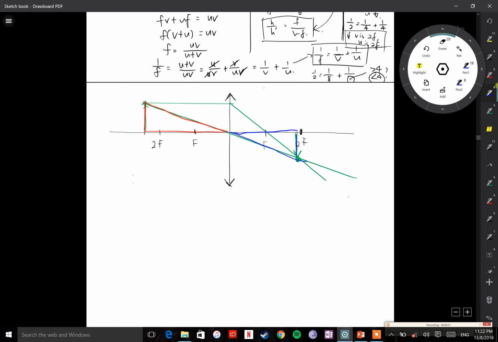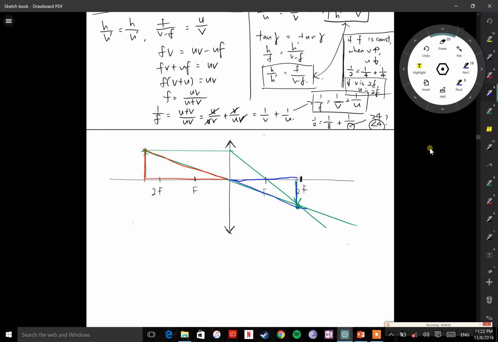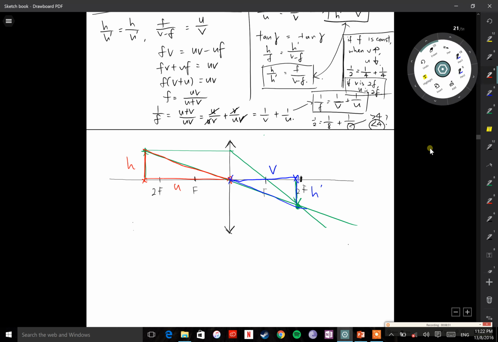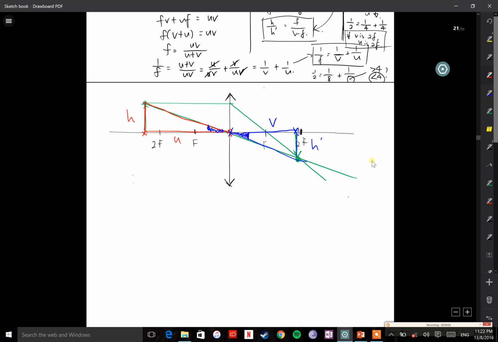Now you know that this is v, and this is u, the distance from the object to the lens and the image to the lens. And we want to call this h prime, and we want to call this h. All right, now with this we can also know that this angle here is the same as this angle here. And using your trigonometry, for the red triangle, let's call this alpha.